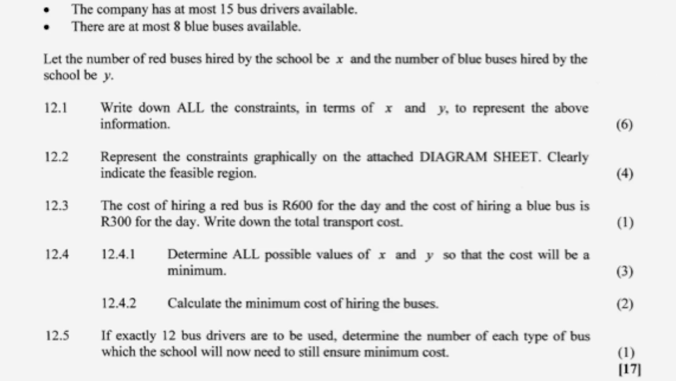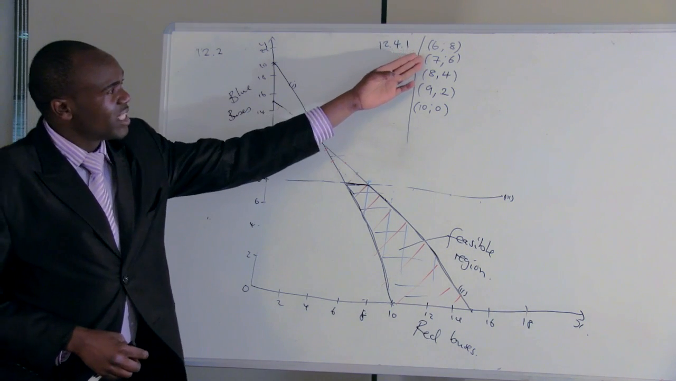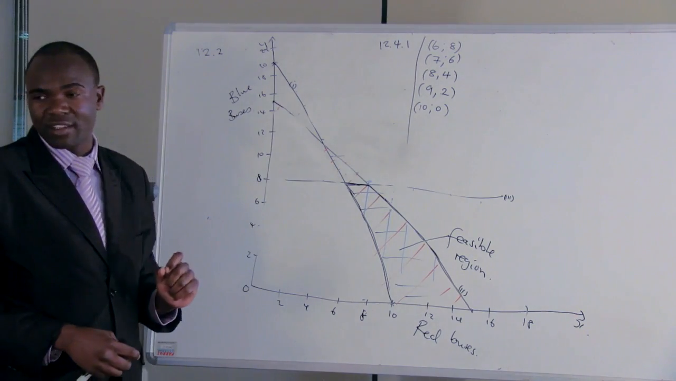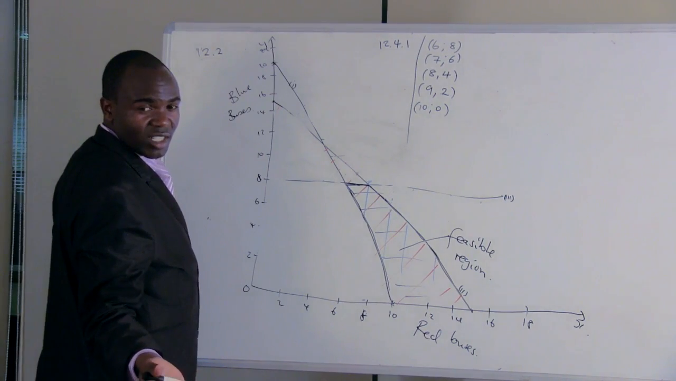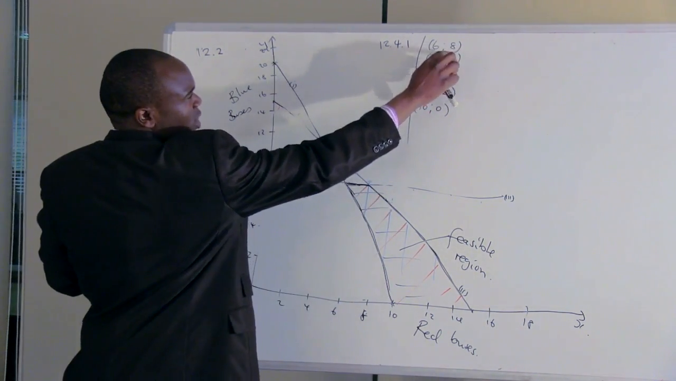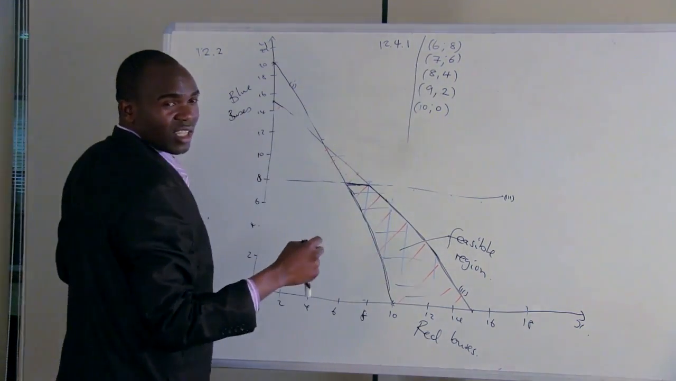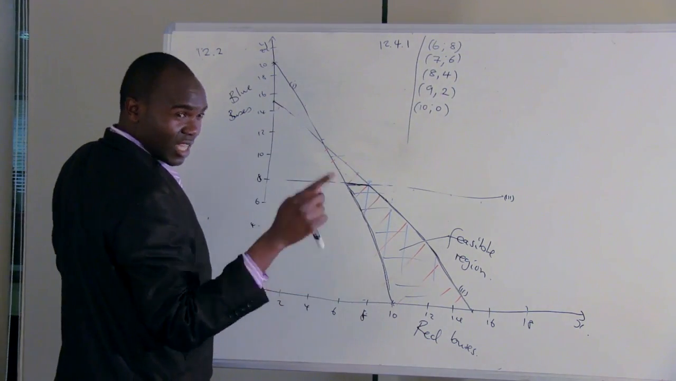Now on 12.5, it says, if exactly 12 bus drivers are to be used, determine the number of each type of bus which the school will now be able to hire, still ensuring minimum cost. Remember we've got this range, but we have 12 drivers. Let's take 6 and 8. What does it give you? 14. So we can't hire 6 buses and 8. This one is out of the question. 7 and 6 is out of the question. 8 and 4 gives 12.